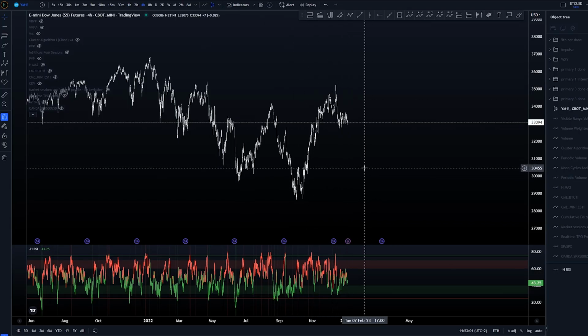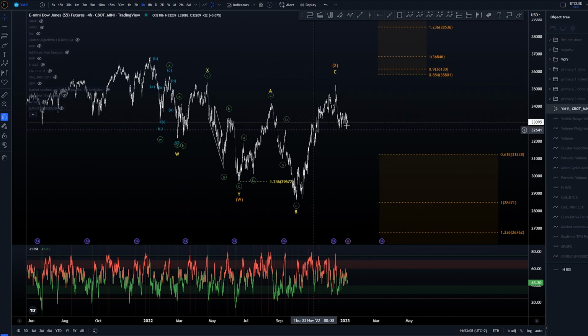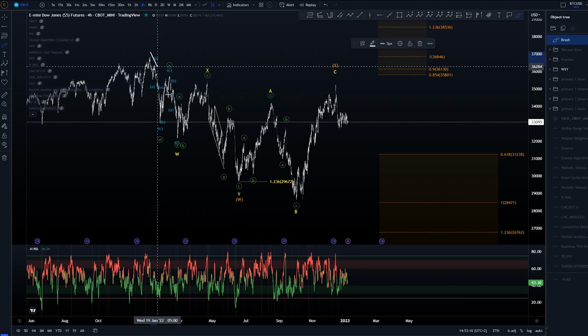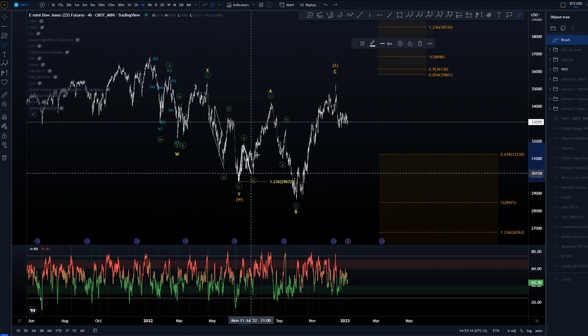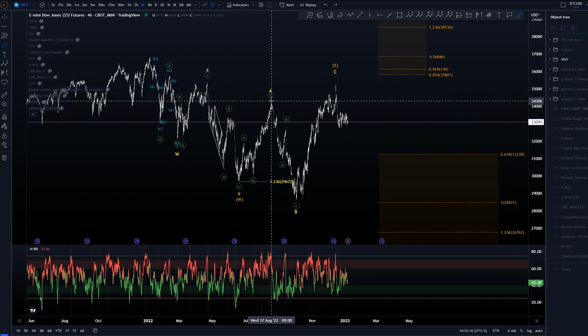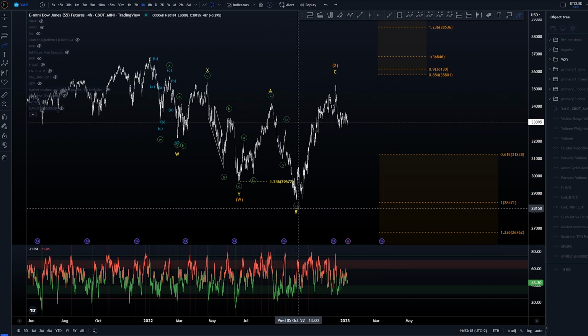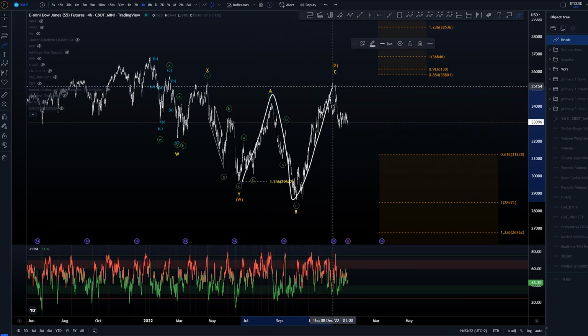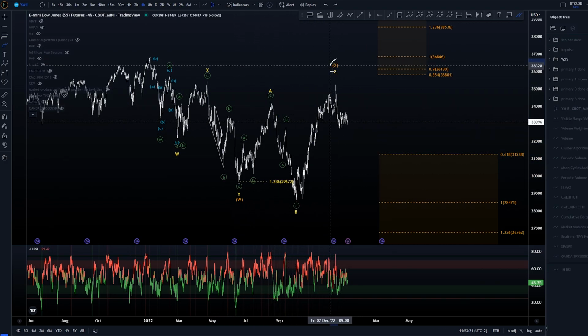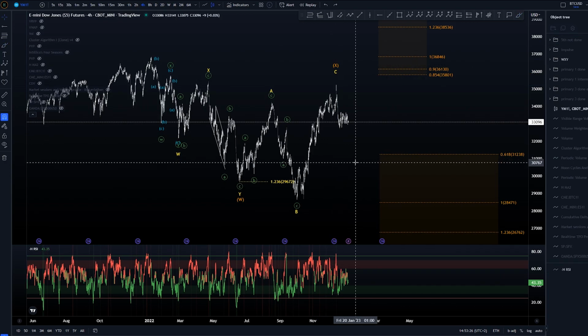So starting here on the 4-hour time frame, checking out the higher time frames first. The overall main idea is that we have a three-way structure into the lows of June, then three ways up as an A into the highs of August, three ways back as B into the September lows, creating this expanded flat in the form of wave X. This is very good looking.